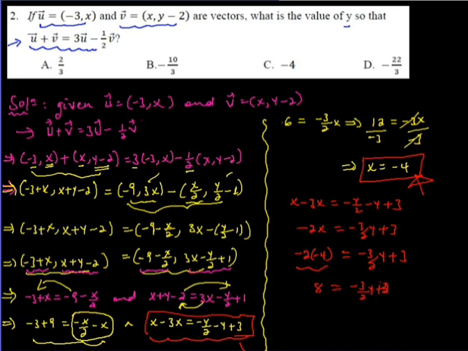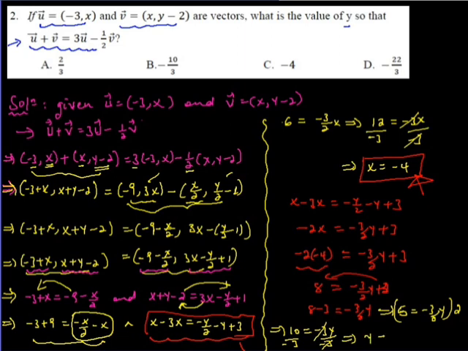Now take this 3 to the left side. 8 minus 3 is equal to minus 3 over 2y. 8 minus 3 means positive 5 is equal to minus 3 over 2y. Again, multiply both sides by 2. It becomes 10 is equal to minus 3y. Now dividing both sides by minus 3, then the value of y becomes minus 10 over 3.